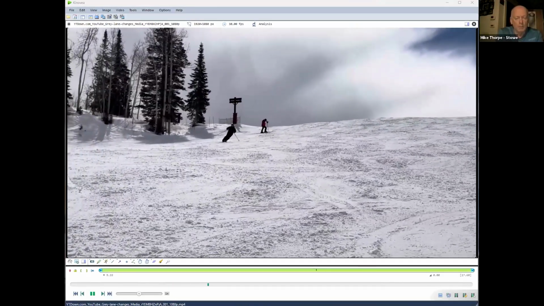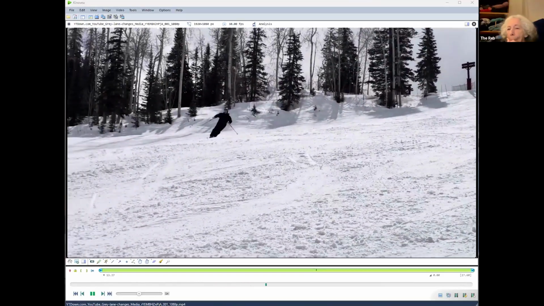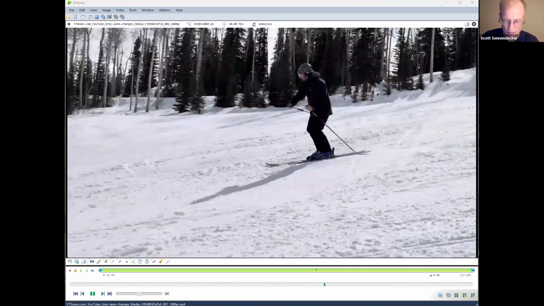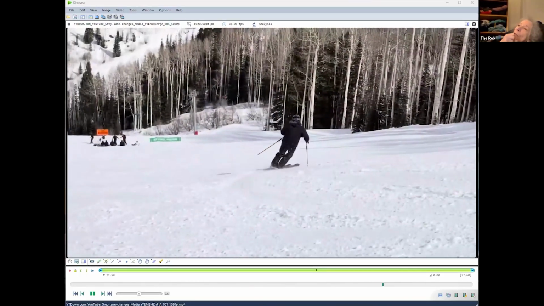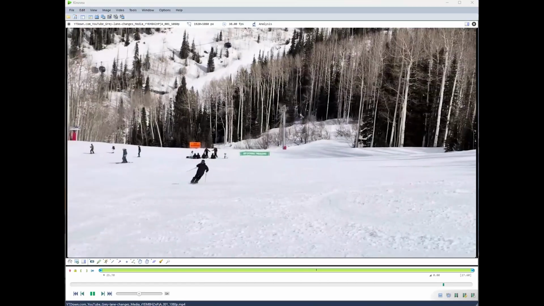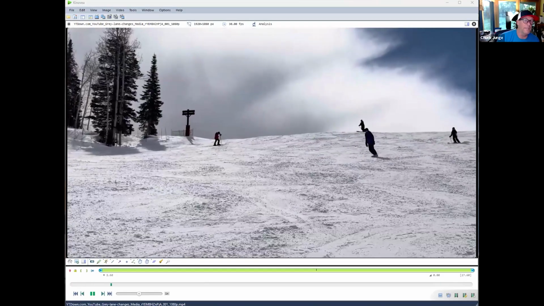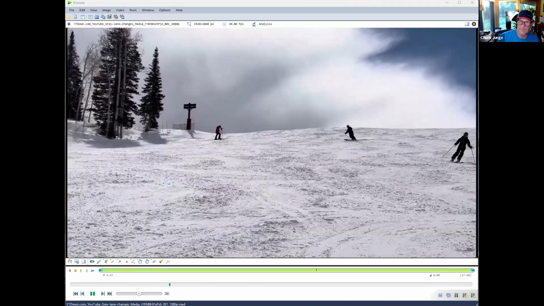Are we going to another fundamental for that one? Well, it's fore-aft and edging if you're talking about tip engagement. Well, then we have to talk about mass over the base of support, not directing the skis into the turn. So let's just stick with the ski-to-ski pressure.